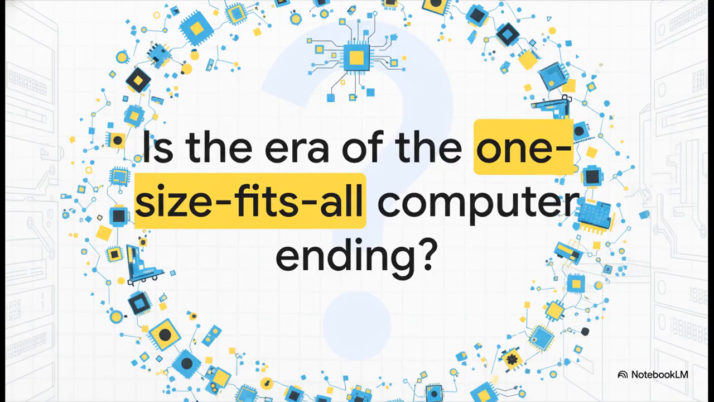Which leaves us with a really fascinating question to think about, especially for your future careers in tech. As we keep pushing the boundaries in fields like AI, are we moving away from the idea of a single, all-powerful CPU? Is the future of computing going to be about programming not just for one central brain, but for a whole ecosystem of these specialized processors, all working together? Something to think about.